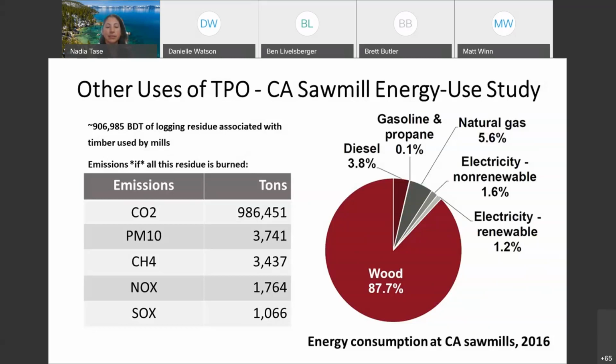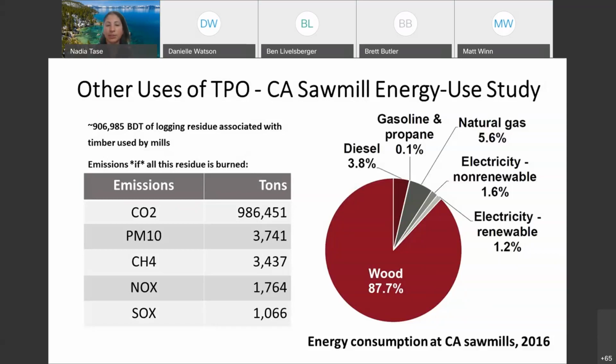And when we compare those emissions to what we're sequestering in the forest sector, the wood emissions are about 3% of the total CO2 we're sequestering in our forest sector, and the fossil fuel emissions are approximately 0.2%. So it's just nice to get that breakdown and understand what the carbon footprint of our sawmill energy use is. We also were able to get an estimate of the logging residue associated with commercial harvest.